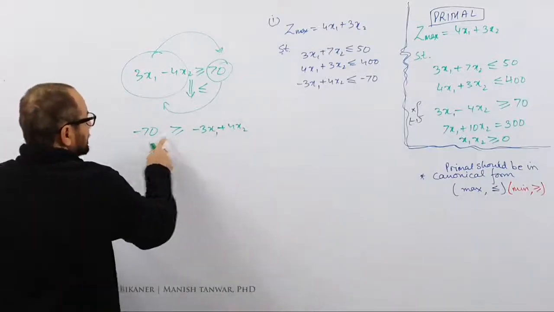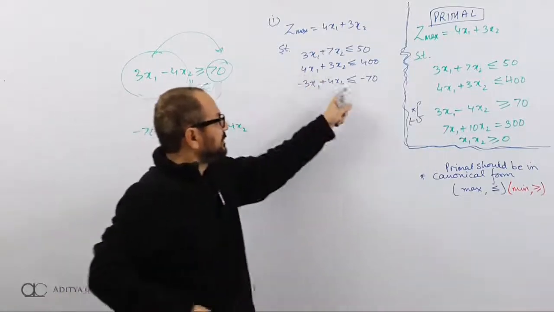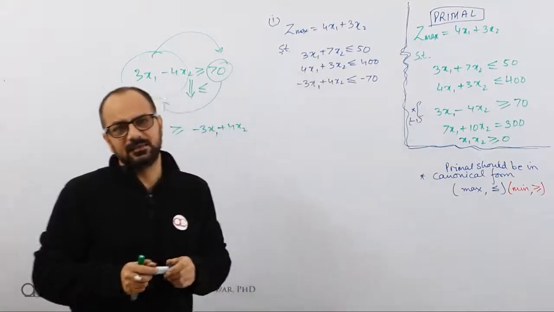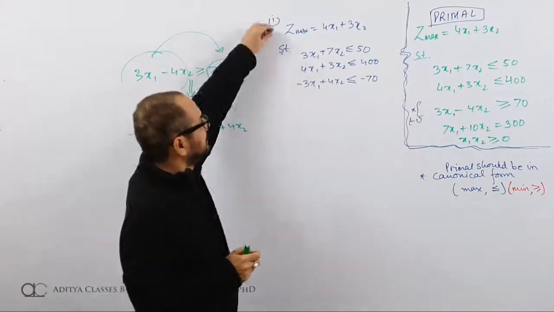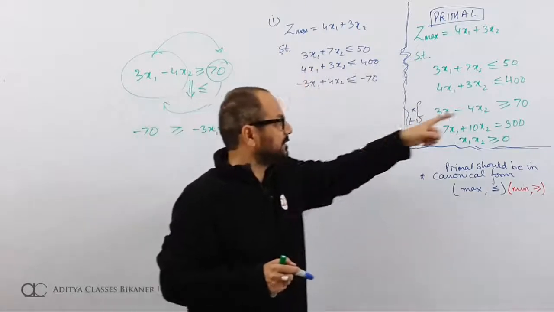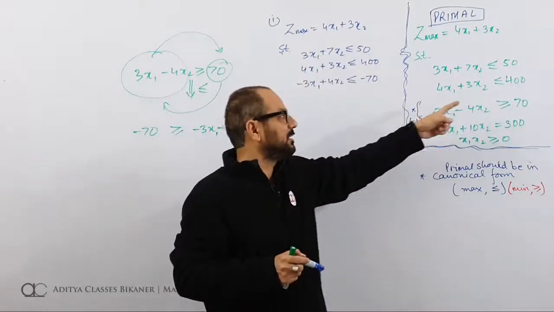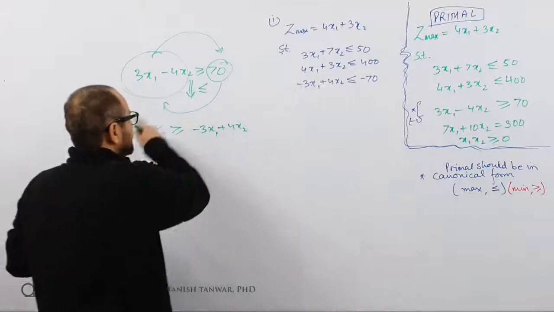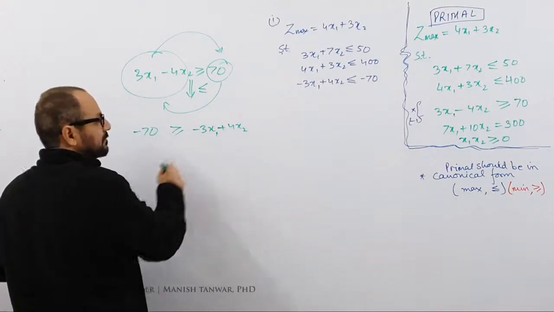This thing is less than minus 70. This complete thing is less than minus 70. What has happened? Zmax is the same. The first two constraints are okay. The third constraint was greater than type. I converted it into less than type. This is the conversion of greater than into less than.